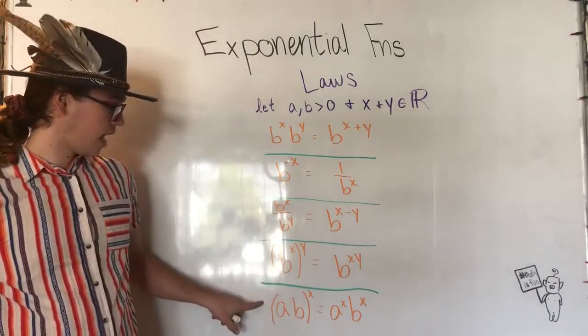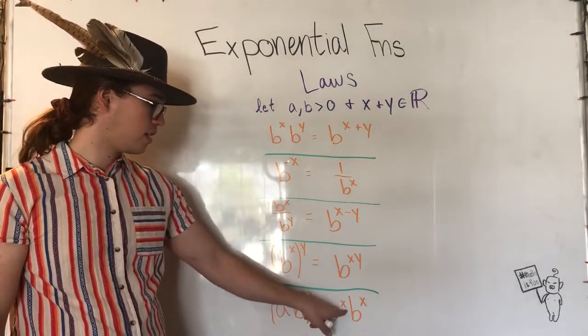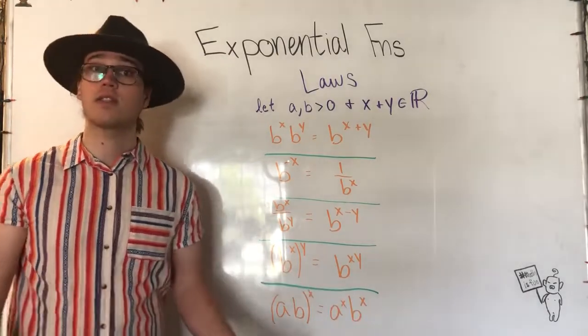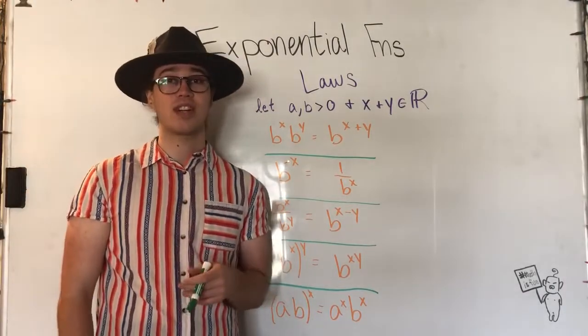And then we have a times b to the x power. That's just going to be a to the x times b to the x. All this is saying is that we distribute our exponent to each term.